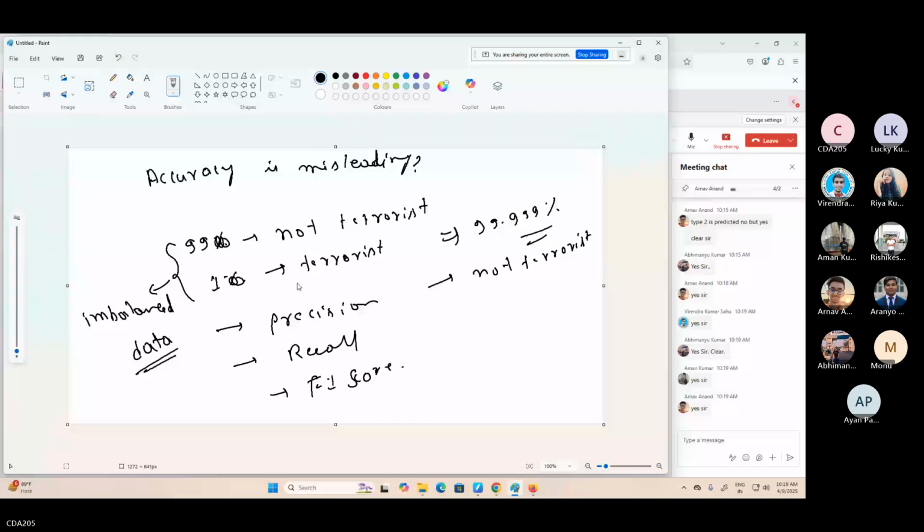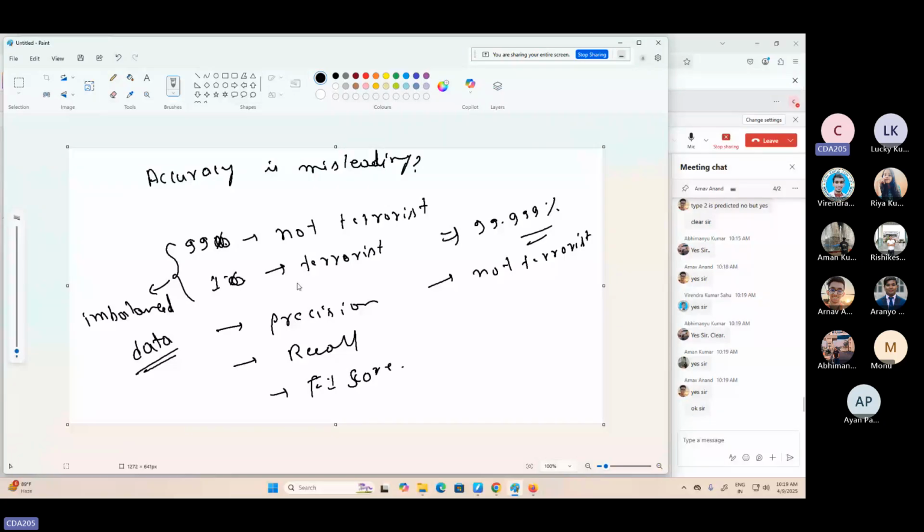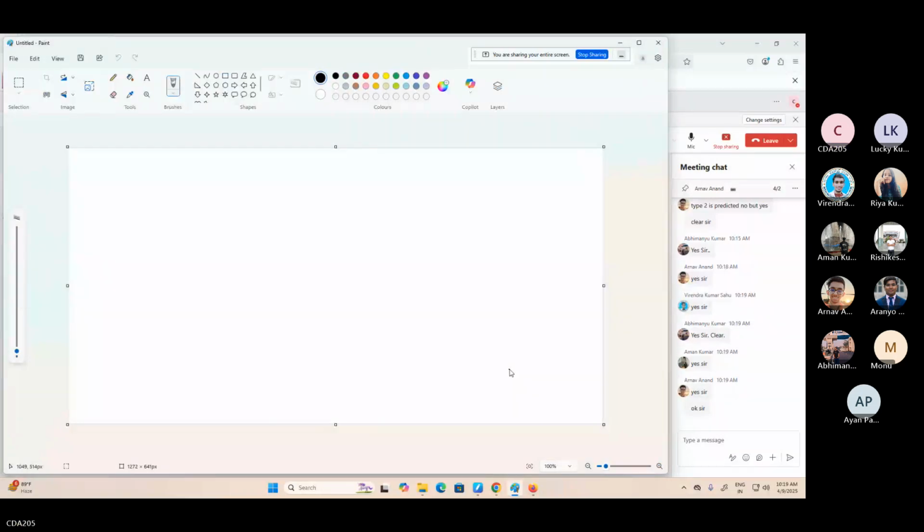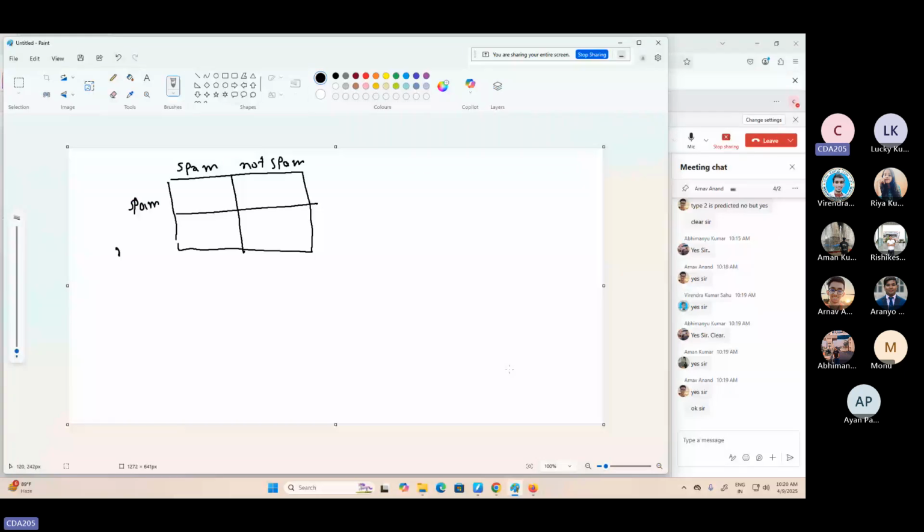ओके. आर यू क्लियर विद दिस? सो वी कम विद द कॉन्सेप्ट ऑफ प्रिसीजन. अब मान लीजिए हमारे पास दो मॉडल है. ये देखो मॉडल, हम ले लेते हैं स्पैम, नॉट स्पैम. ये भी ले लेते हैं स्पैम, नॉट स्पैम. ये मान लो मॉडल 1 है.